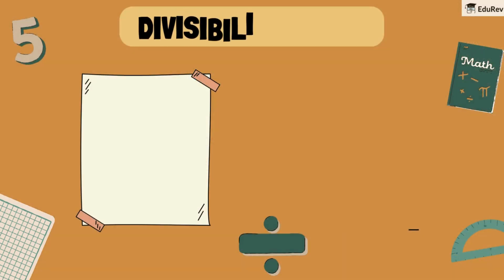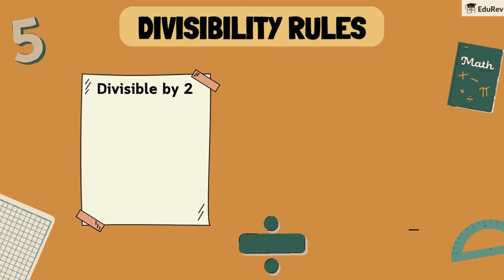Now, let's look at some divisibility rules. To check if a number is divisible by 2, it should end in 0, 2, 4, 6, or 8. For example, numbers like 62, 66, 78, and 90 are divisible by 2.